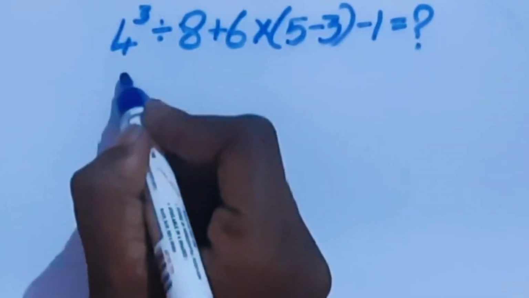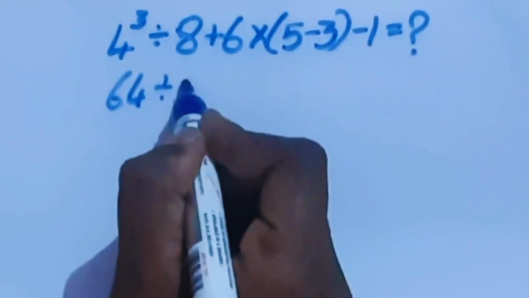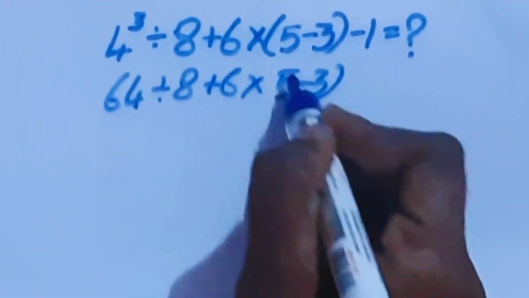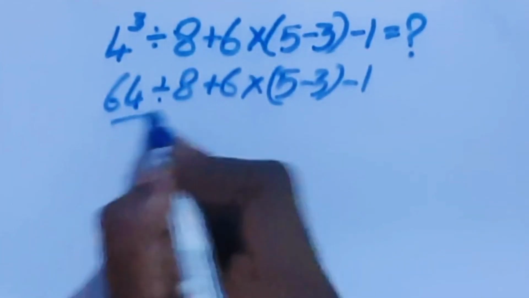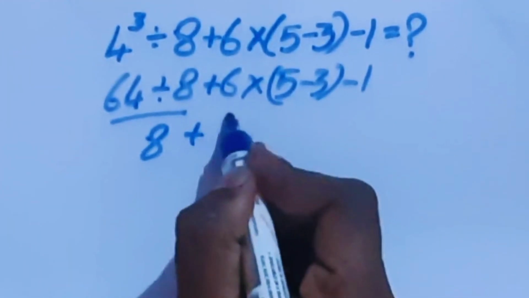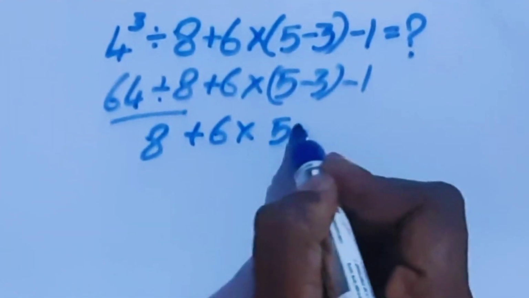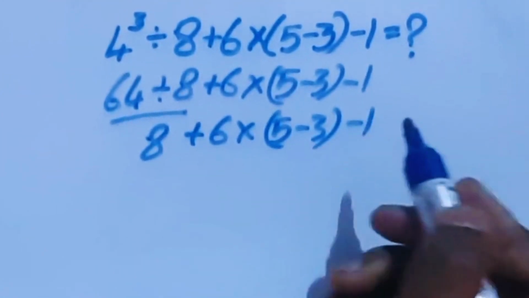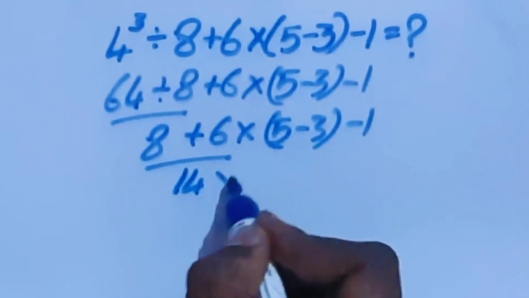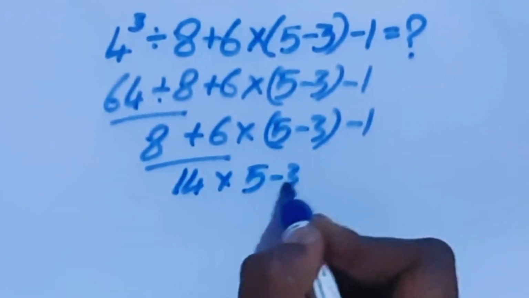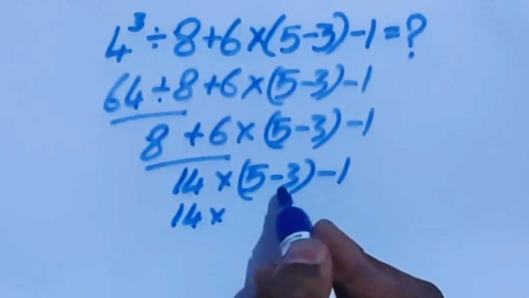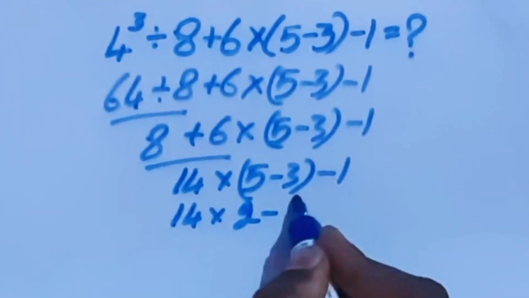Hi guys, here 4 power 3 is 64 divided by 8 plus 6 times (5 minus 3) minus 1. Here this 64 divided by 8 is 8 plus 6 times (5 minus 3) minus 1. Here 8 plus 6 is 14 times (5 minus 3) minus 1. Here 14 times (5 minus 3) is 2 minus 1.